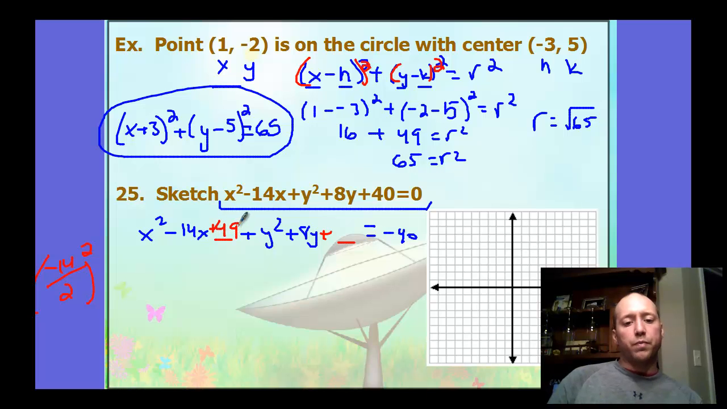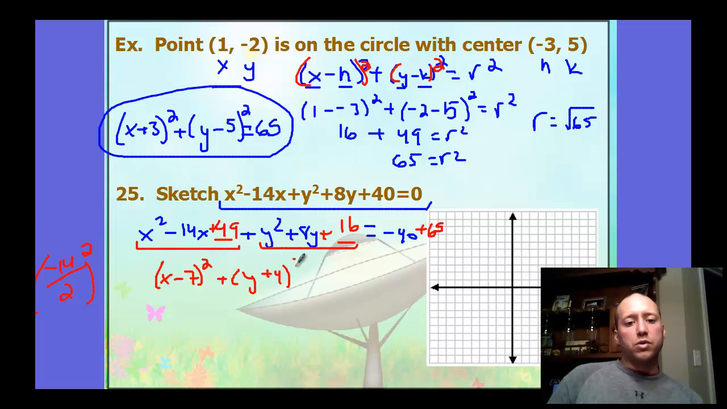That's what number goes here. Do the same thing here. Half of 8 is 4, 4 squared is 16. Now if I'm adding 49 and 16 to this side, I need to also add it to the other side. So we're adding 65, so let's add 65 over here. Now I can take this portion and rewrite it as (x - 7) quantity squared, plus take the y's, write it as a perfect square, (y + 4) squared equals negative 40 plus 65, so 25.